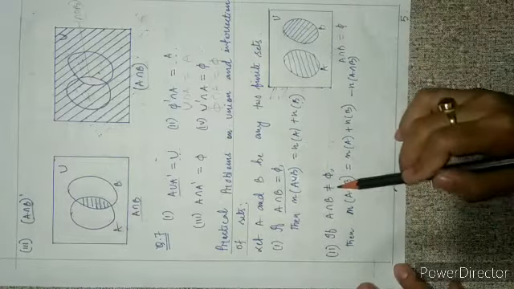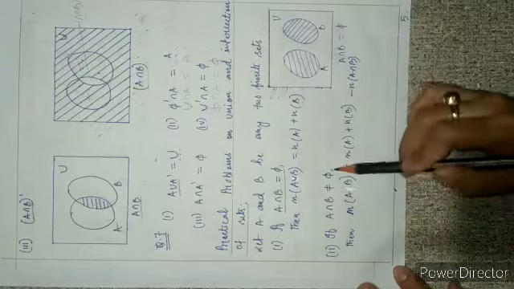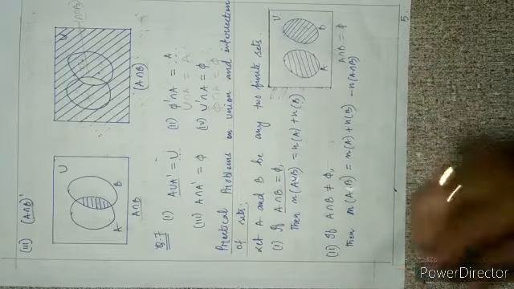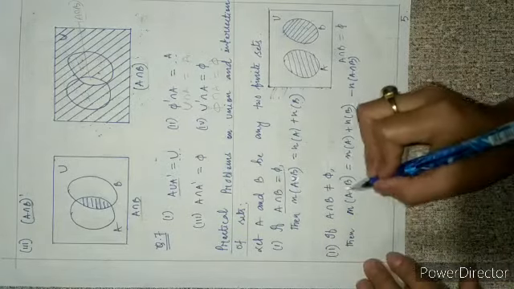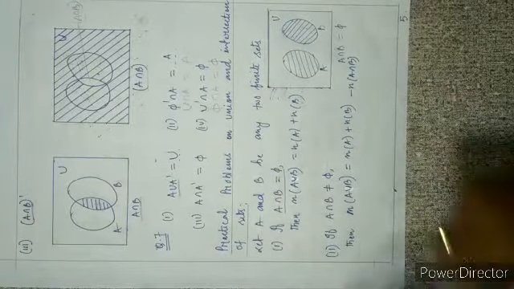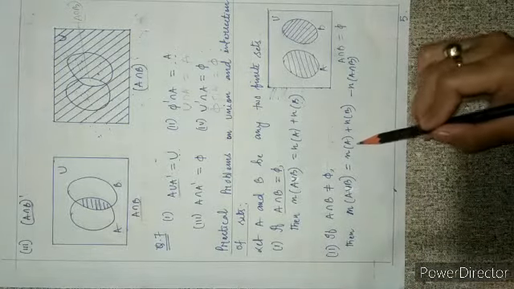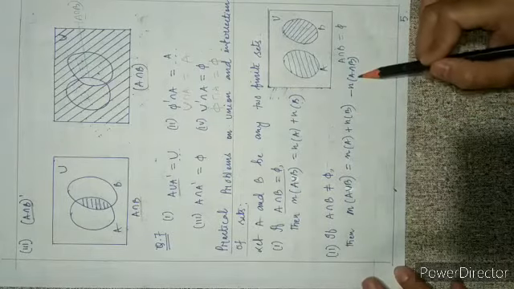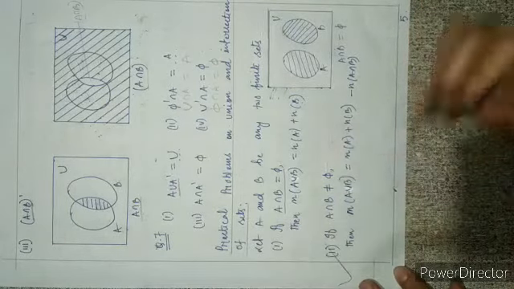If A intersection B is not equal to phi, it means there is some common element in set A and the set B. In this case, the number of A union B will be equal to the number of A plus the number of B minus the number of A intersection B. Let us see the proof.